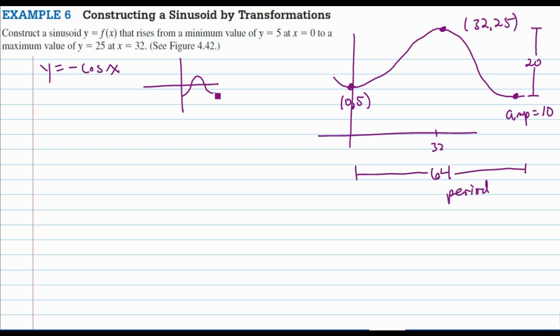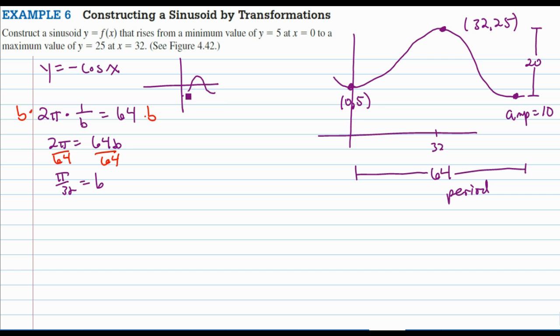Now I've got to stretch that out so that its period is 64. So 2 pi times 1 over some number is going to be 64. So I'm going to multiply both sides by b. 2 pi equals 64b. Divide both sides by 64. And you get pi over 32 is the b value.